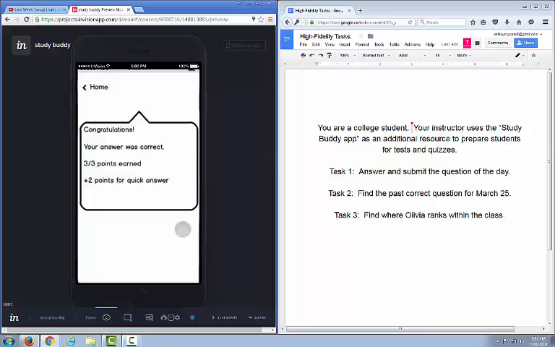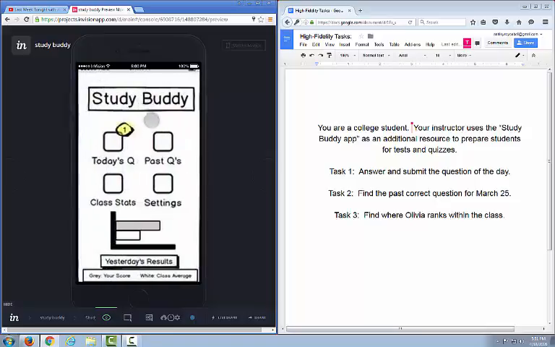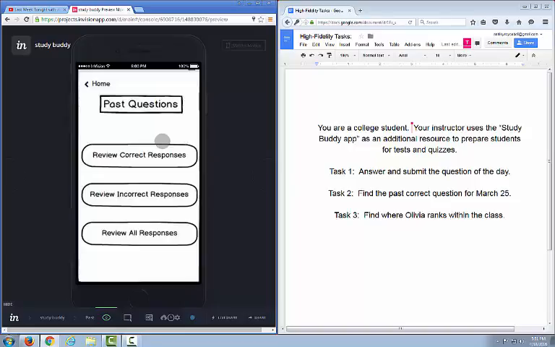I'm going to find the past correct question for March 25th, because I'm dying to know what I learned that day. So I'm going to go back home. And then I'd assume once that comes up, I want past questions, because that looks like the next practical thing to do if I want a past question. I want to find the correct question for March 25th.